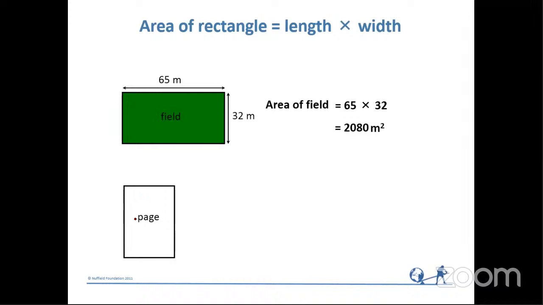Then we have another rectangle there of a page, maybe a page of a piece of paper, and it has 30 and 21. So we can still do that using the same formula, and we generate our answer.